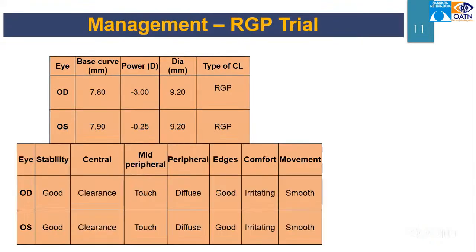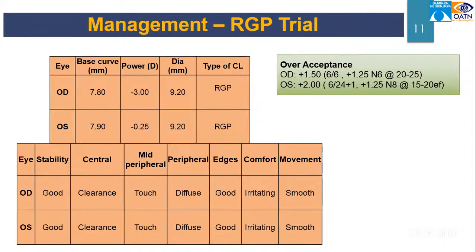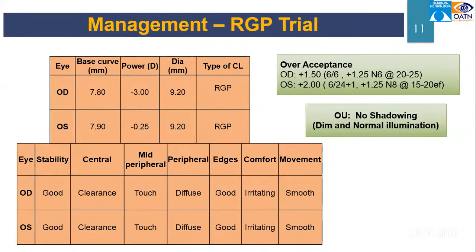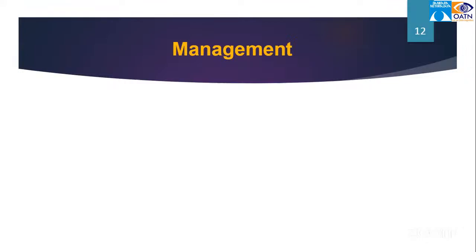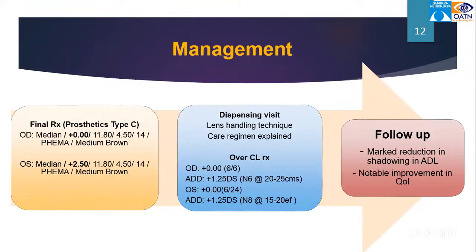Hence, RGP trial was done with the parameters mentioned, and it showed a good fit and over acceptance as mentioned. And the patient did not report any shadowing in both the illumination. But the patient was not comfortable with the RGP. And since even with type C lenses, the patient felt significant reduction in shadowing, the patient opted for type C prosthetic lenses. So finally, we prescribed him with these parameters.